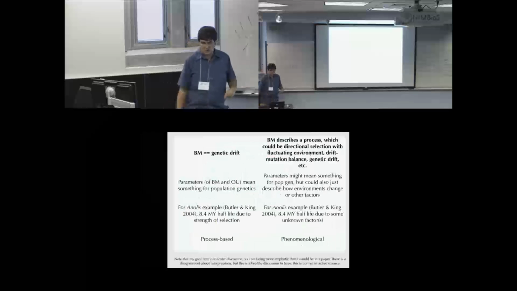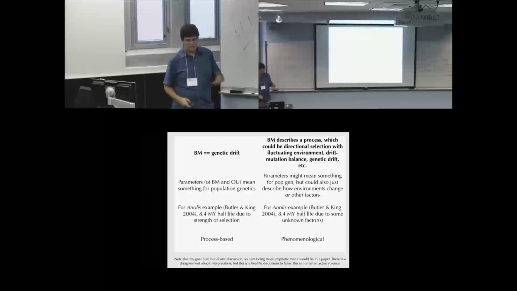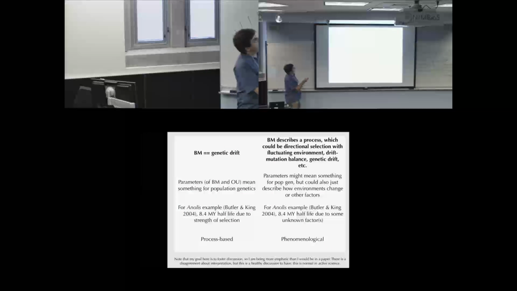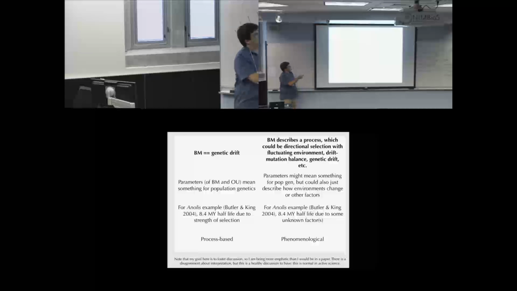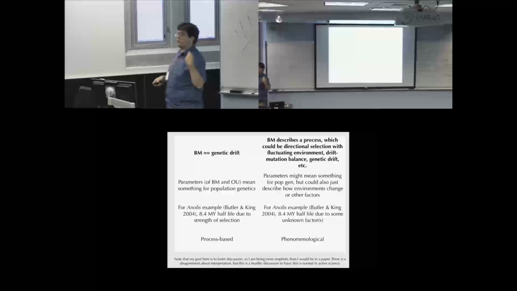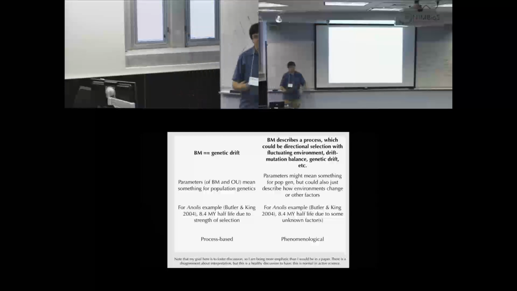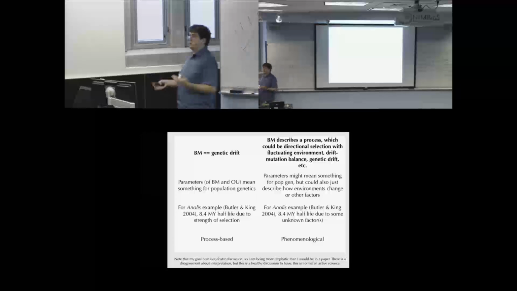Okay. And so it's slightly out of order. So back to what BM means. So if BM's genetic drift, then the parameters mean something for population genetics. You can easily go from one to the other, right? If BM describes a process that could be genetic drift or something else, it's then hard to map them, right? So you can have some interpretations where you map them to popgen, others where you can't, right? And so that's worth digging into.